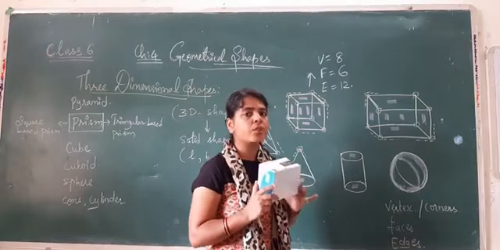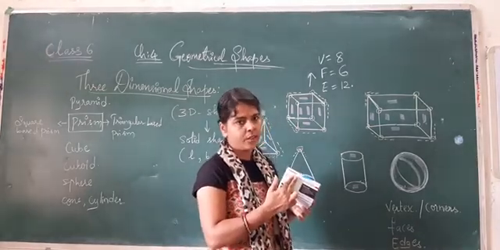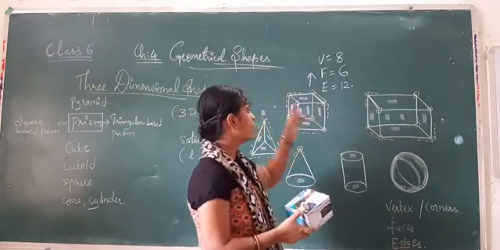How to find the edges? I hope you understood that, right? In this way, which cuts in L shape, those are the edges here. So 12 edges are there.